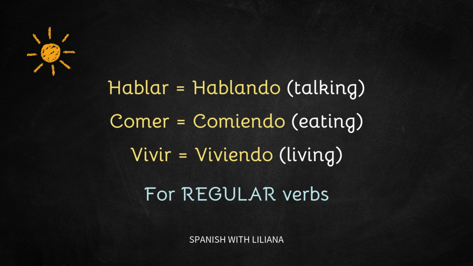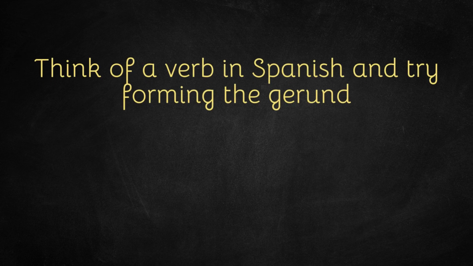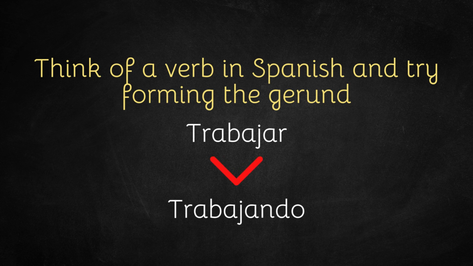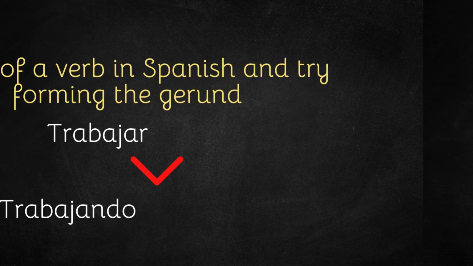So for AR verbs, to find a gerund, you just take the AR part off and replace it with ANDO. And for ER and IR verbs, you take that part off and replace it with IENDO. So let's practice a little bit. Can you think of a verb and try forming it in the gerund in Spanish? How about trabajar? It becomes trabajando.